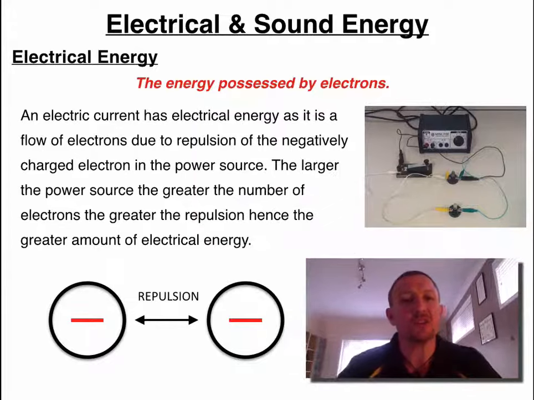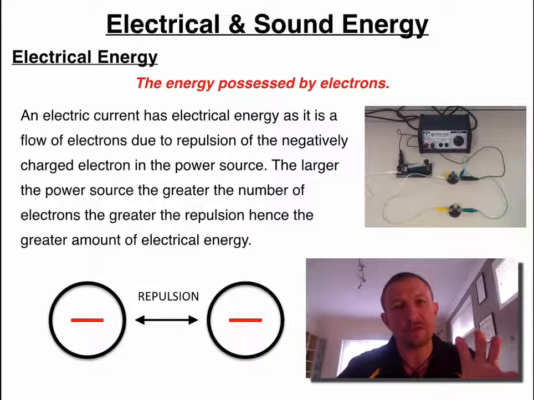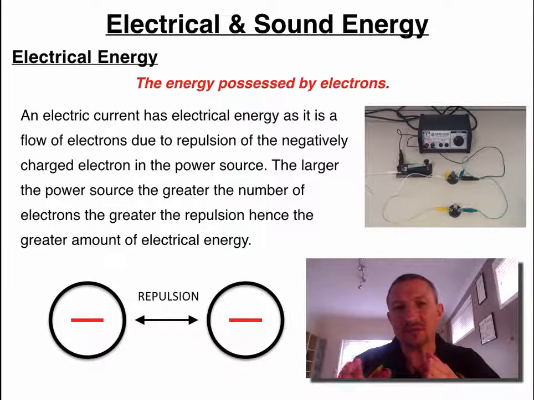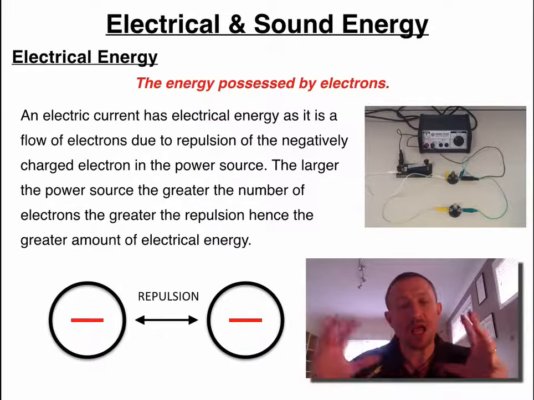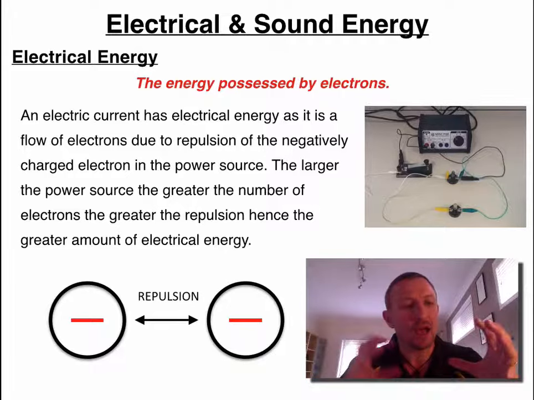Now electrical energy basically is the energy which is possessed by electrons. Now electrons are tiny negative particles which exist surrounding the atoms. Now we studied this in chemistry, but those electrons can be tightly bound or they can be quite free. If they're free, then they have the ability to move from one atom to the next, so we get a flow of electrons. Sometimes we can get large amounts of electrons packed at one end of a circuit.